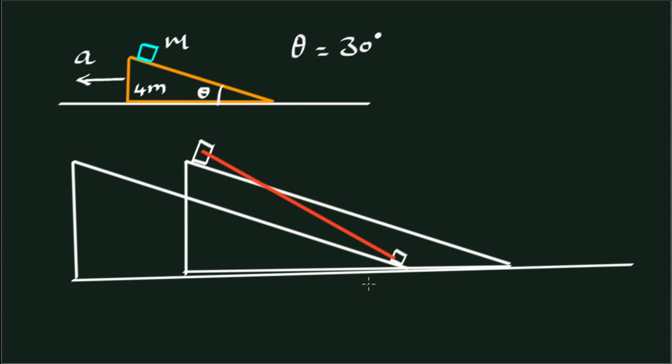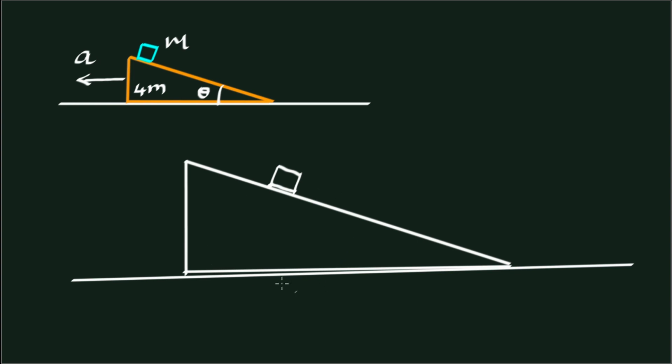But what do we know? We know the following, that if you are on the wedge frame, that is, if you're moving with the wedge, what do you see? You see a stationary wedge. And on the stationary wedge, the block slides down at an angle of 30 degrees. So the smart thing to do is get into the wedge frame. Let's do that. This is the wedge frame.